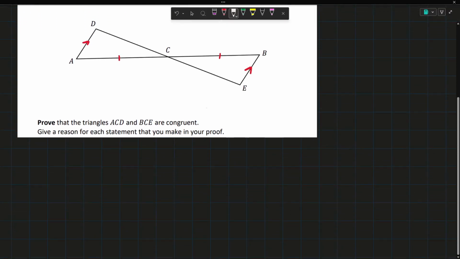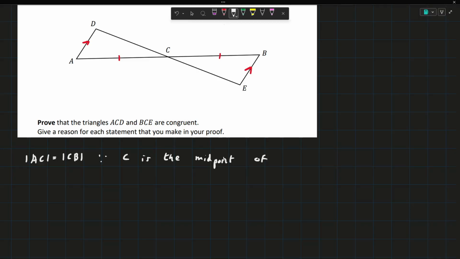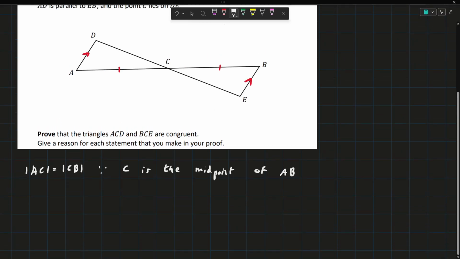So let's just see what we know is equal. The first thing we know that's equal is that the length AC will be equal to the length CB, and that's because C is the midpoint of AB. We also know that the measure of the angle ACD is going to be equal to the measure of the angle ECB. So I'll draw it in green, that's this angle and that's this angle, and they're equal because they are vertically opposite.